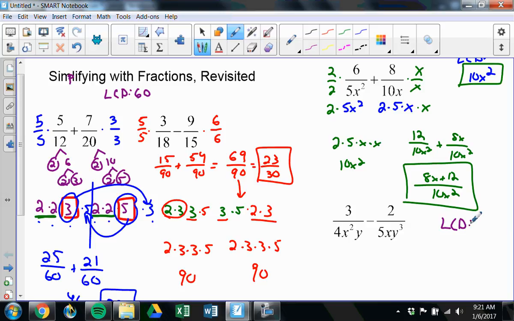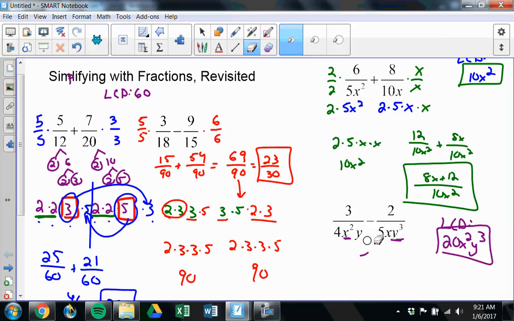The lowest common denominator is 20x squared y to the third. It's always going to be the biggest power present on either variable and then the lowest common denominator of the numbers. So the first thing that 4 and 5 go into is 20. And then there's an x squared is the biggest power of x, and a y to the third is the biggest power of y. So it's 20x squared y to the third.